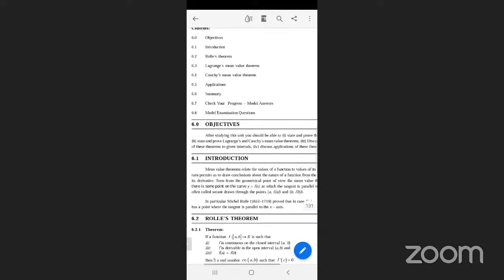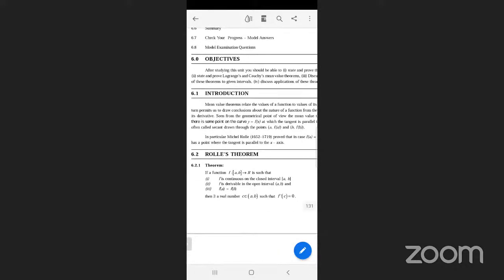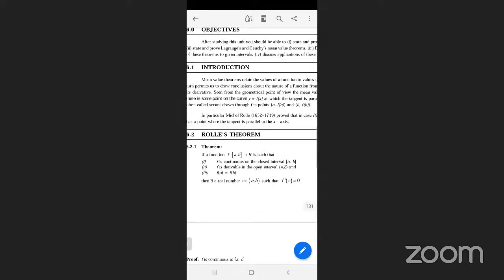I will explain the statement once again. Rolle's theorem states that if f is a function mapping from closed interval a comma b to R such that f is continuous on closed interval a comma b, f is differentiable in the open interval a comma b, and f of a equals f of b, then there exists at least one real number c belonging to a comma b such that f dash c equals 0.